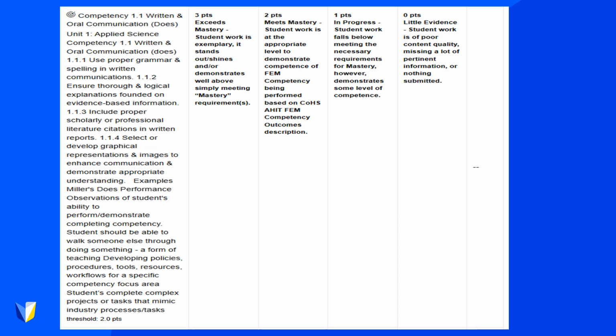So don't think about the points on the top. I know it says 3, 2, 1, 0, and ultimately for us, mastery would be this 2, where it says meets mastery. This is where the student is at that appropriate level of learning.